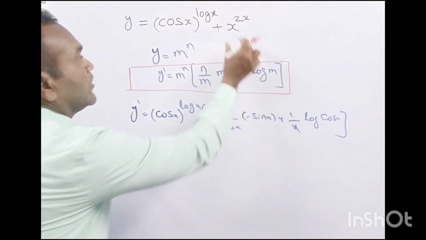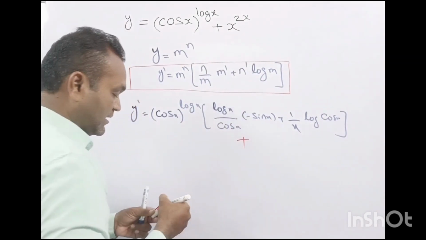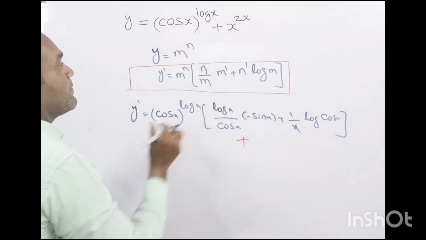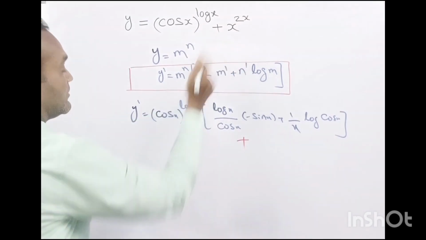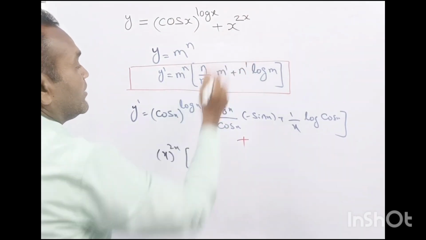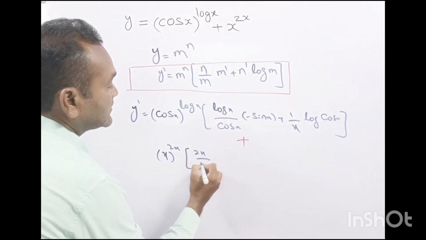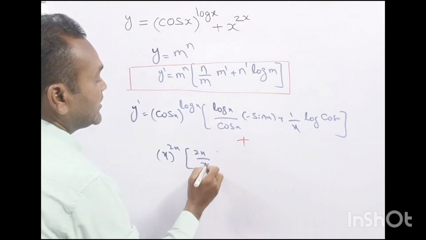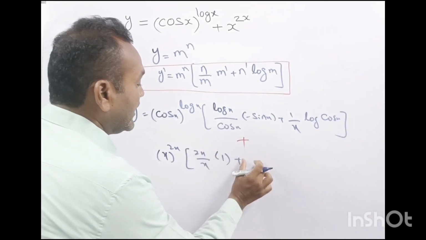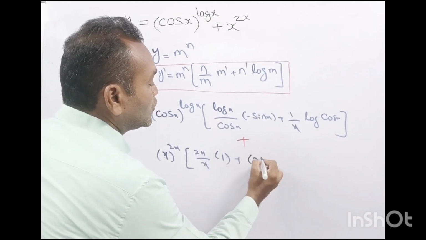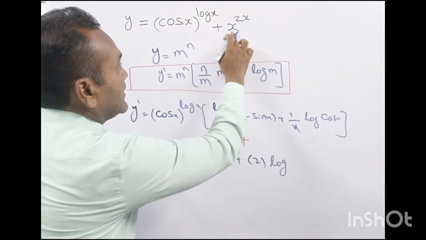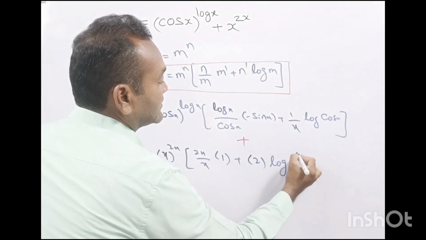Now plus. After this, for the second part I will write plus here. Then let us repeat the same method. M power n, we'll start from this, x power 2x, then we'll start the bracket, n by m means 2x by x, then the derivative of x will be 1, plus then the derivative of n, that is 2x, will be 2, and log m means here x means just log x.